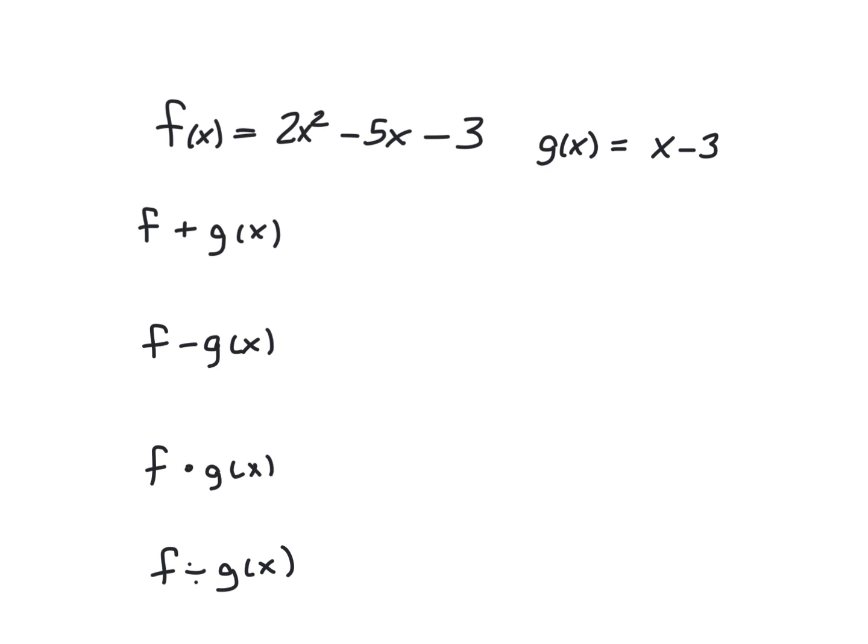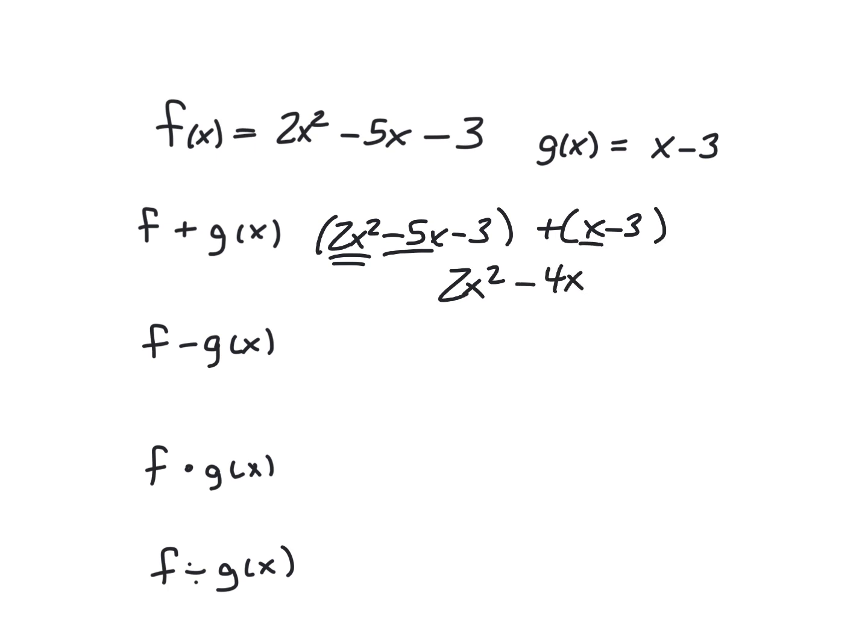Another example, here's an example where you've got a quadratic with 3 terms, and then you have another function with 2 terms. So if we're adding these, again, we're going to combine like terms. Two x squared is by itself there. No other like terms. We've got negative 5x and a positive x is a negative 4x. We've got a negative 3 and a negative 3, which would be a negative 6.